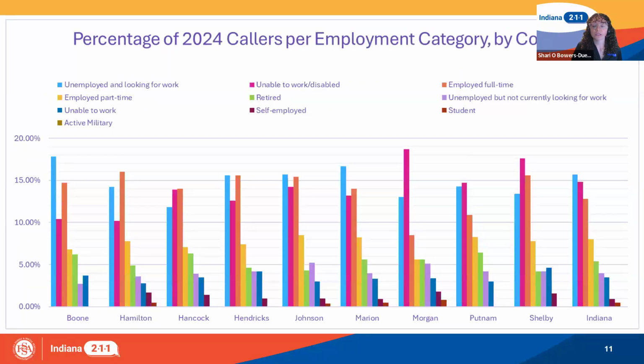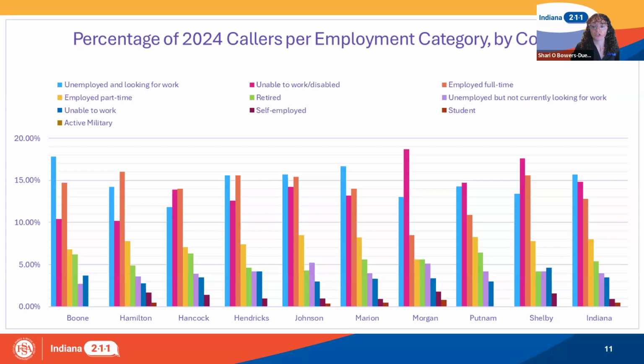This graph shows the percentage of 2024 callers from various employment categories. For the whole state and for Boone, Hendricks, Johnson, and Marion counties, the largest group was those who were unemployed and looking for work, ranging from 15% to 18% of callers. But for Hendricks and Johnson counties, that group is very closely followed by those who were employed full-time.